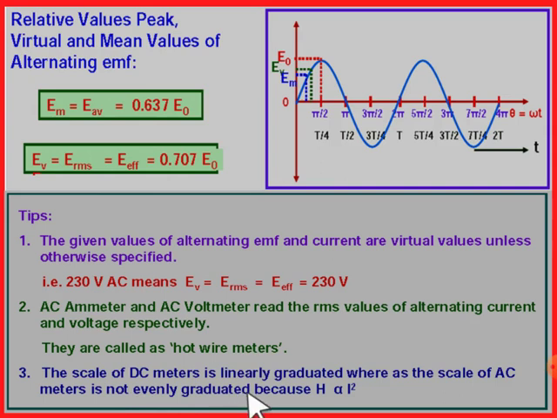The scale of a DC meter is linearly graduated, whereas the scale of an AC meter is not evenly graduated because of Joule's heating effect. Heat is directly proportional to the square of the current. So in the case of AC ammeter and AC voltmeter, the scales are not graduated uniformly, not evenly, because the amount of heat is directly proportional to the square of the current. As the current changes a little bit, the amount of heat developed will change in terms of the square of that change in current.